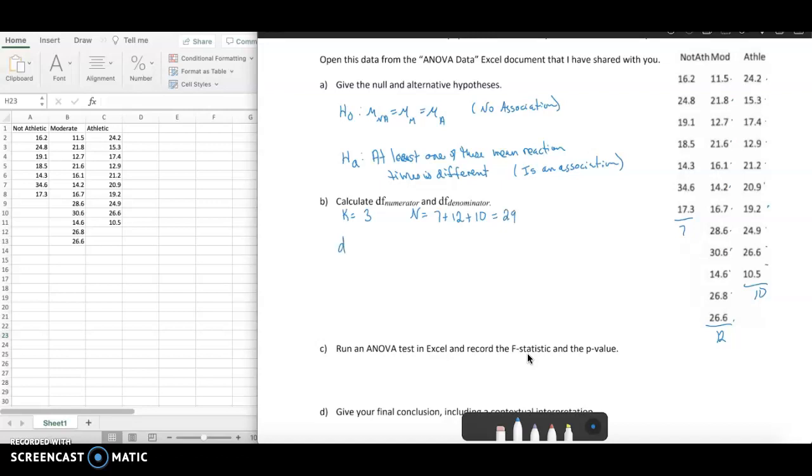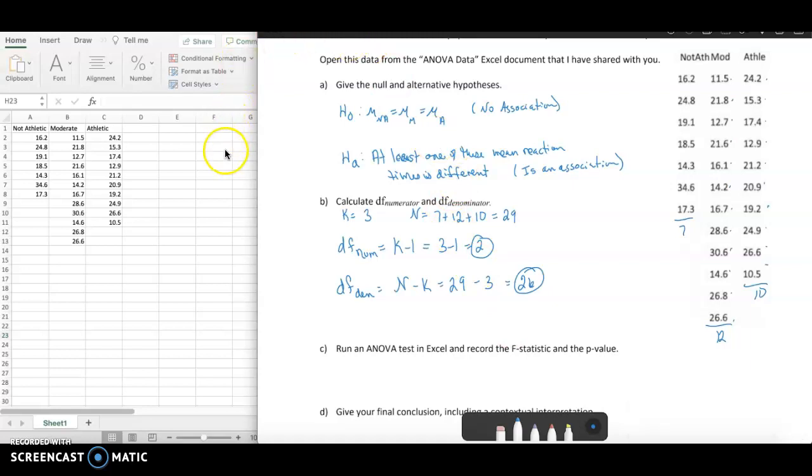Now, the degrees of freedom of the numerator is equal to, we know, K minus 1. So that's 3 minus 1, or 2. And then there's the degrees of freedom of the denominator, which is N minus K. So 29 minus 3, or 26. Now I'm ready to run that test in Excel.